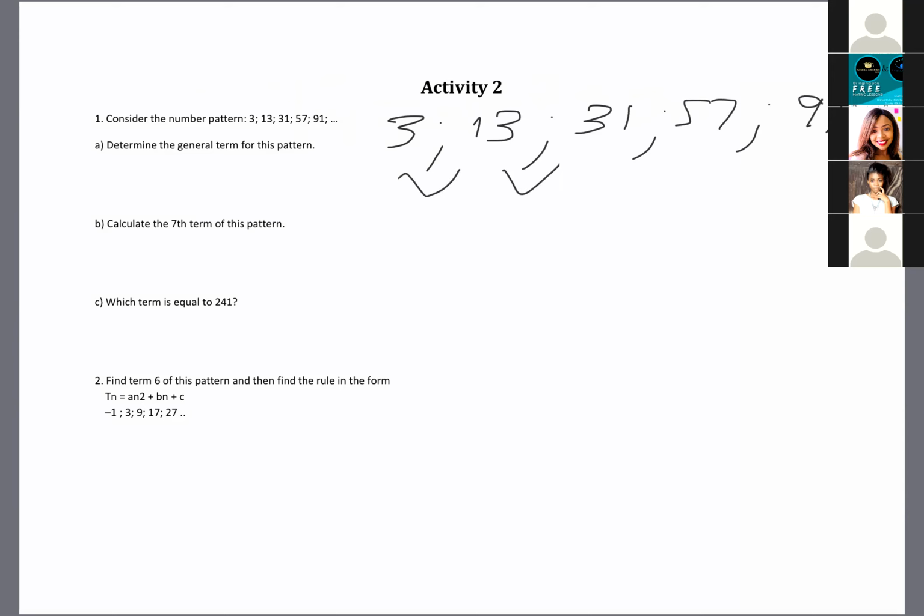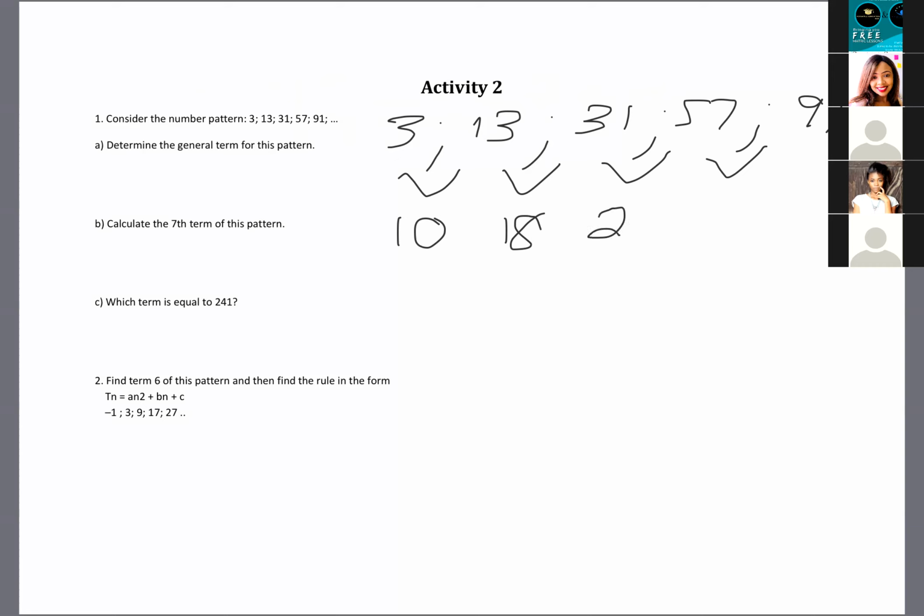So I find my first difference. My first difference here is going to be 10. The second one is going to be 31 minus 13, 18. Then I have 57 minus 31, which is 26, and 91 minus 57, which is 34. Are you with me? Yes, ma'am. So automatically, this tells me that this is not an arithmetic sequence.